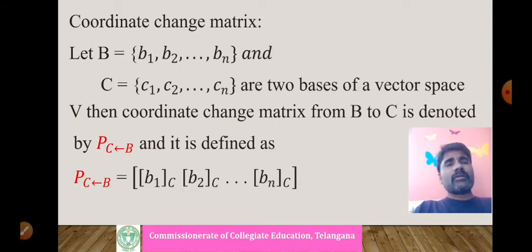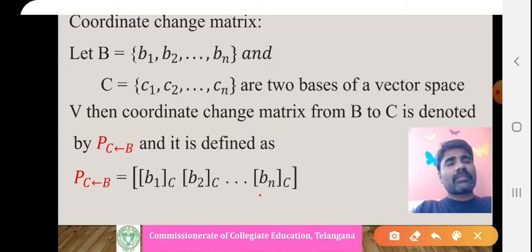Matrix P from basis B to C is defined as P B2C equals the coordinate vector of B1 with respect to C, comma, coordinate vector of B2 with respect to C, comma, up to the coordinate vector of Bn with respect to C. Each coordinate vector is an n component vector. That's why P from B to C becomes an n by n matrix.